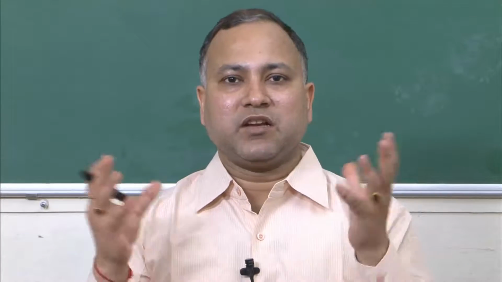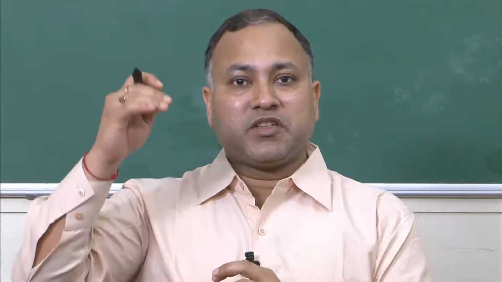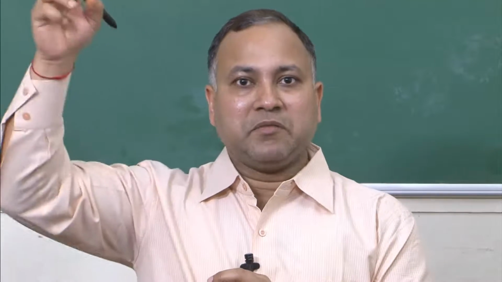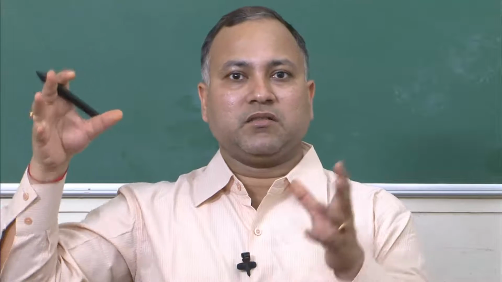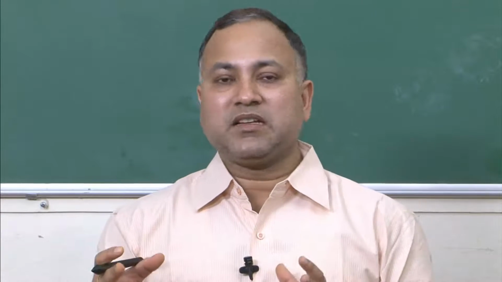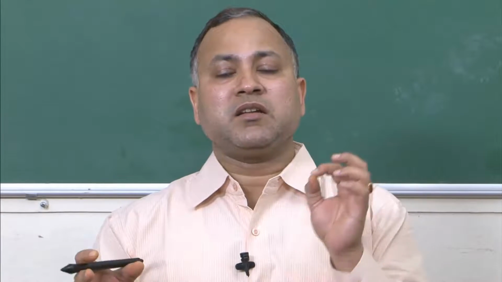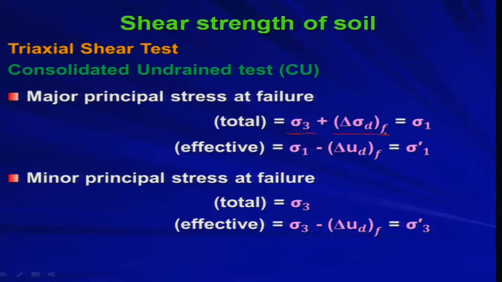It will be acting in the radial direction, it will be acting in the vertical direction, or in any direction you consider. That will be the hydrostatic state of stress, the hydrostatic pressure you are applying, that is sigma 3, plus the deviatoric stress which you are applying until the failure which the soil specimen is experiencing, that is nothing but delta sigma d f. So, sigma 3 plus delta sigma d f is nothing but your major principal stress, sigma 1, right, which is acting in the axial direction, in the vertical direction, right.